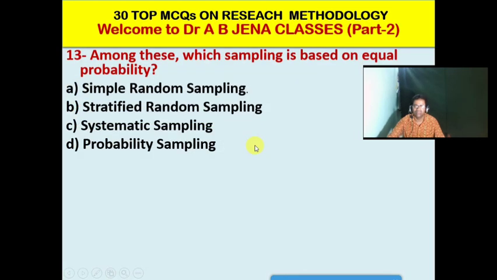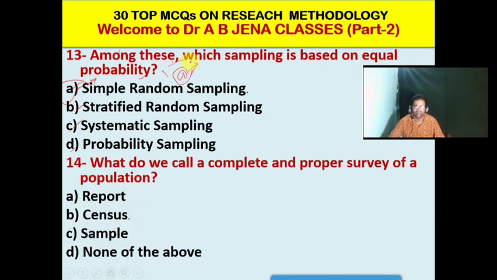So next one MCQ. Among these, which sampling is based on equal probability? A, it's simple random sampling. B, it's stratified random sampling. C, it's systematic sampling. D, it's the probability sampling. Friends, so A is the right option for this MCQ. Among these, simple random sampling is based on equal probability. So A is the right option for this MCQ.